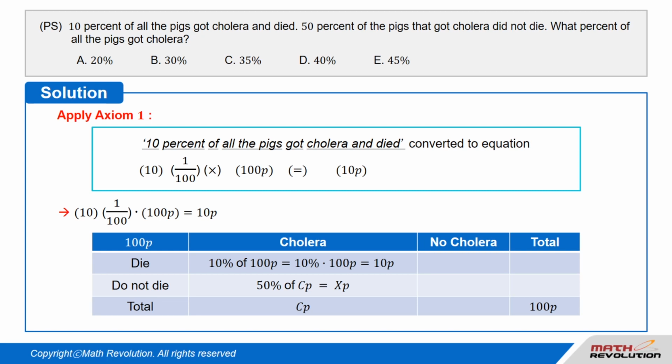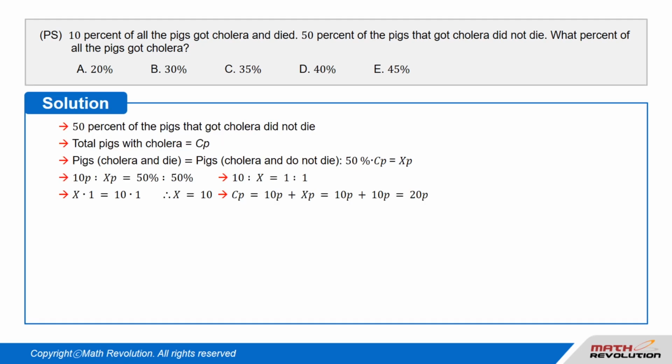In the second row, we have the number of pigs who do not die of cholera, which are 50% of C of P equals X of P, who do not die and had no cholera, and total pigs who do not die. Overall total pigs are 100 times P. 50% of the pigs that got cholera did not die. Now this is a local ratio, so let the total number of pigs that got cholera be C of P.